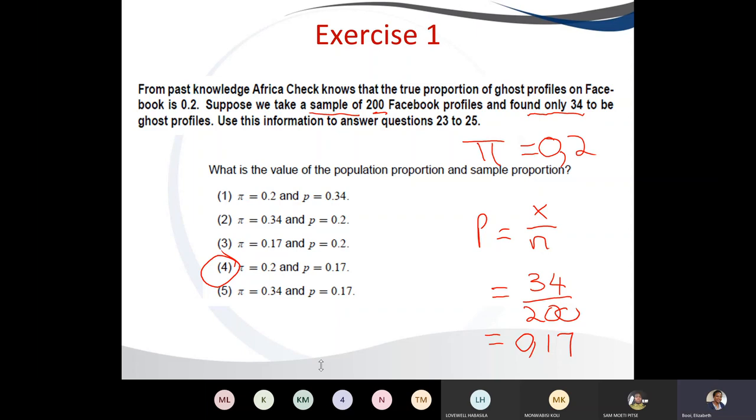Based on the same information, what is the probability that the sample proportion is greater than 0.17? Remember, our Z is our sample proportion minus our population proportion, divided by the standard error, which is the square root of our population proportion multiplied by 1 minus the population proportion, divided by n.